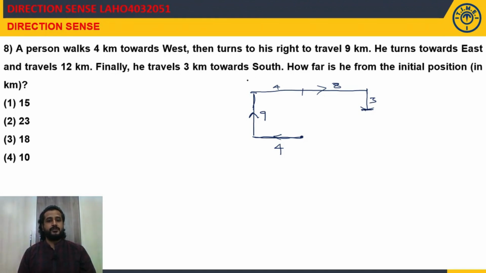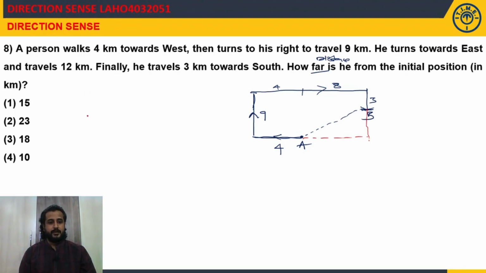Now what is the question asked? How far? Far is nothing but distance from his initial position. Let's say the initial position is A and the final point is B. So they are asking to find the distance between these 2 points. So how to get this distance? Again, we need to form a right angle triangle.